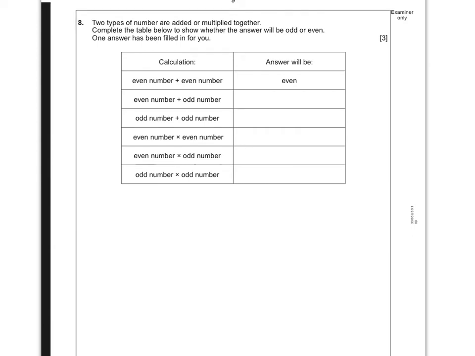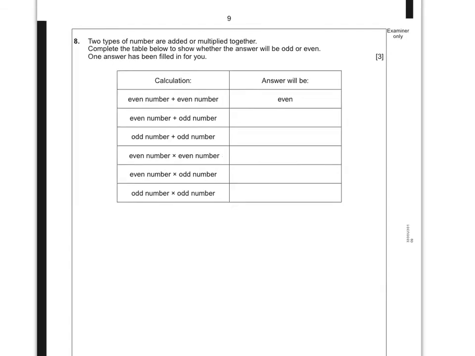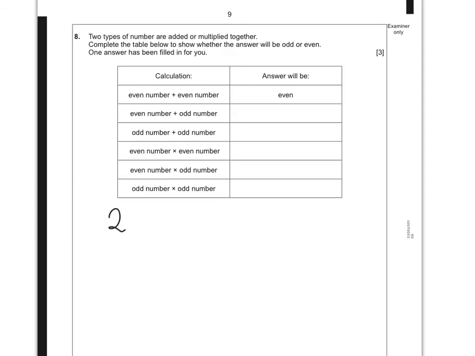Okay, question 8. Again, this is just trialing some numbers and seeing what happens. So, an even number plus an odd number. 2 plus 3 gives me 5. So the initial answer is odd. Let's just try that with two different numbers. 4 plus 5 gives me 9. My answer is odd again, so I'm happy that this answer is going to be odd here.